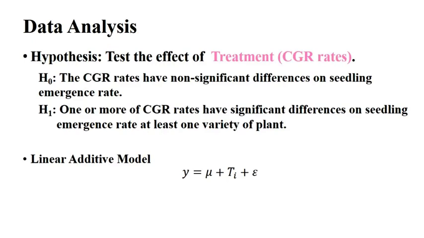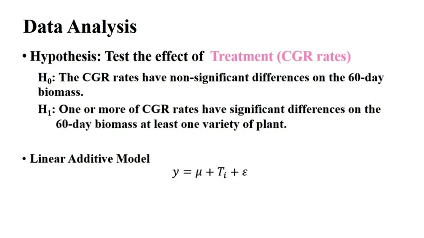Our hypothesis is that we want to test the treatment, CGR rates. The null hypothesis is that the CGR rates have a non-significant difference on the seedling emergence rate. The alternative hypothesis is that one or more of the CGR rates have significant differences on seedling emergence rate for at least one variety of plant. This is a linear additive model, where T is the treatment factor.